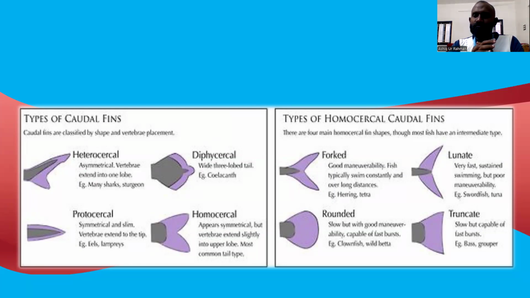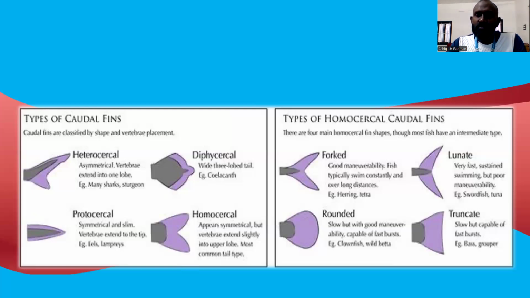Two lobes will be there. Both the lobes, the upper lobe and the lower lobe, will be more or less equal. They look almost the same, right? There is a symmetry. If the symmetry will be there, then it is called homocercal. We can see these homocercal tails in so many of the fishes. Both the lobes are equal, the upper lobe and the lower lobe.